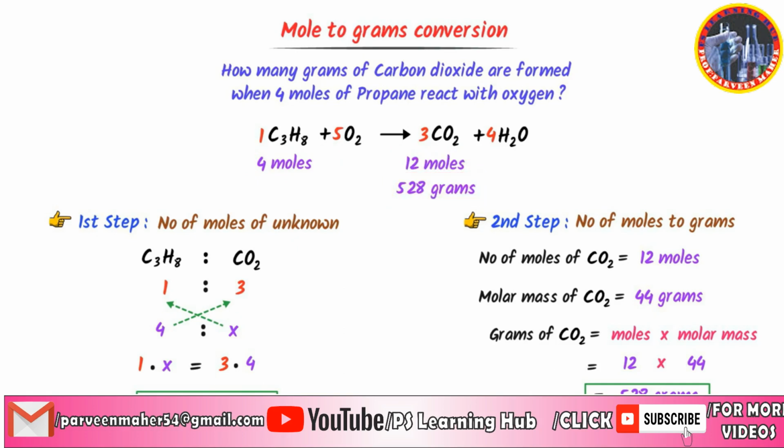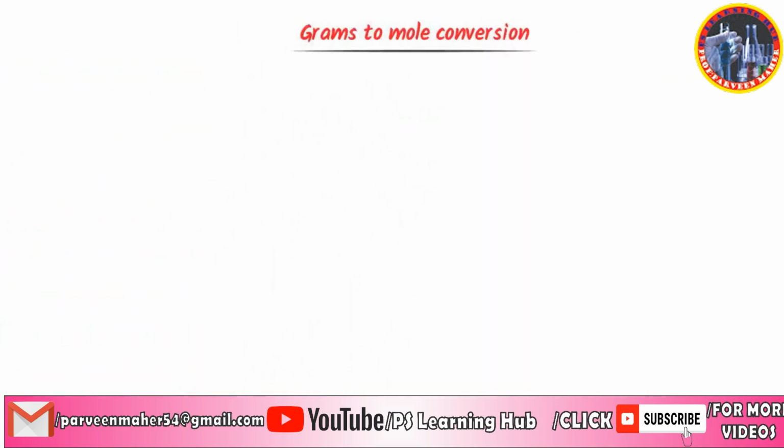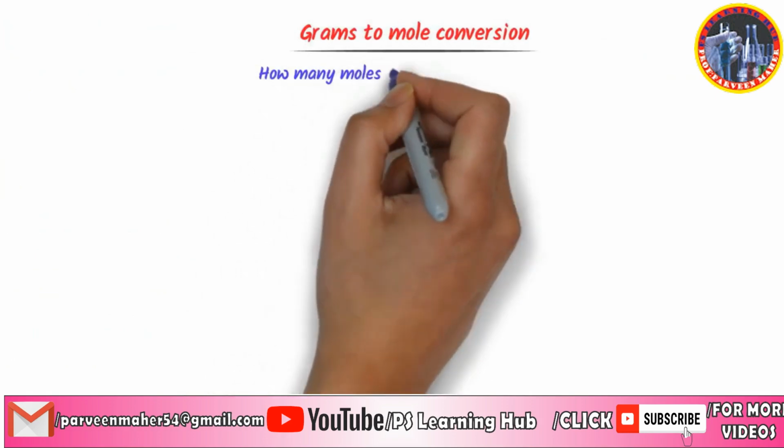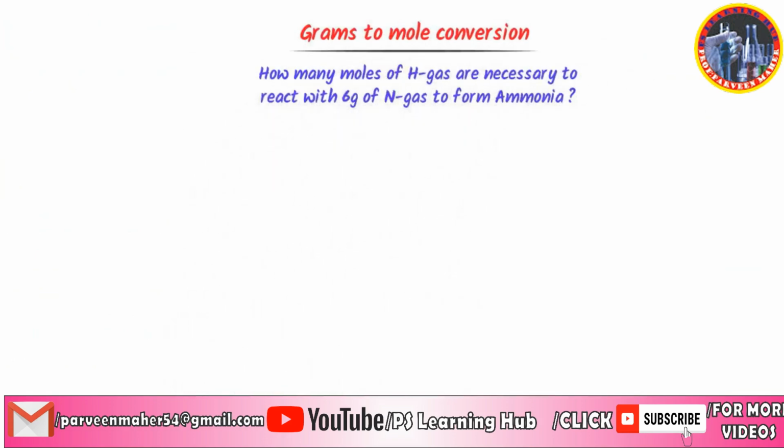The third type of stoichiometric conversion is grams to mole conversion. Consider this problem. How many moles of hydrogen are necessary to react with 6 grams of nitrogen to produce NH3? Well, as usual, I write the balanced chemical reaction. Hydrogen gas plus nitrogen gas will react together to form NH3. I put here 3, 1 and 2. This is the complete balanced chemical equation.